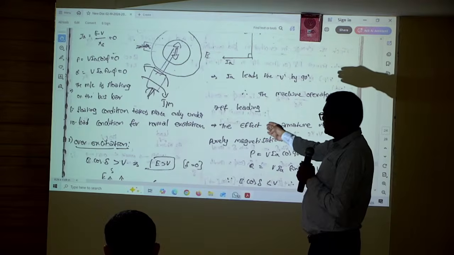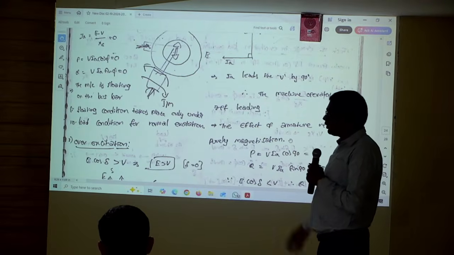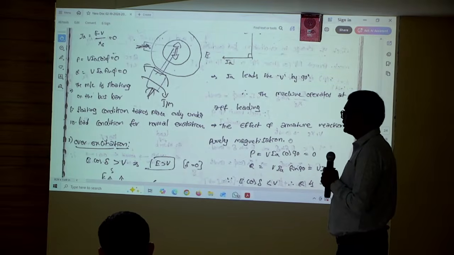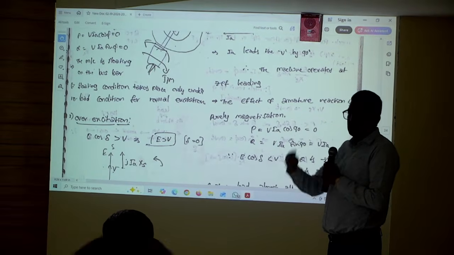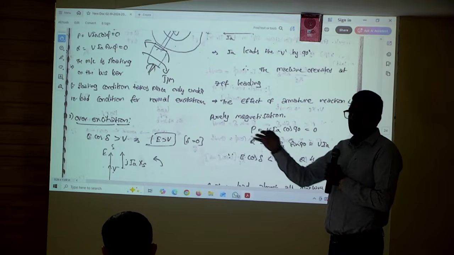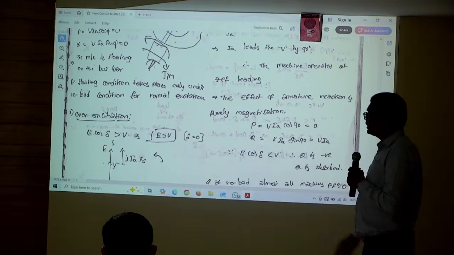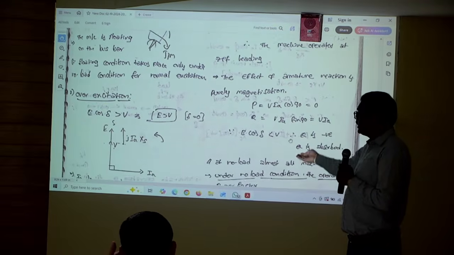Floating condition occurs only under no load condition for normal excitation. Under normal excitation, over excitation. Next, we are having three conditions, right? Under, over and equal normal excitation.